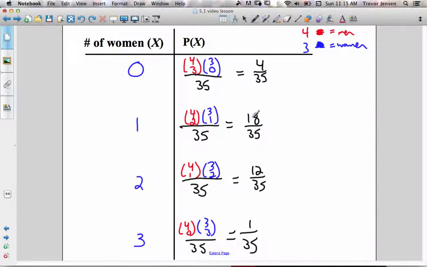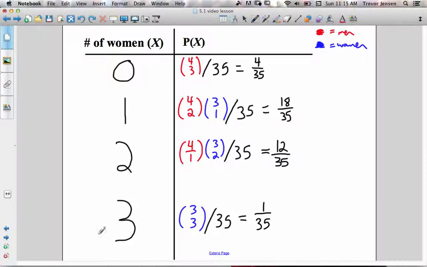4 plus 18, 22, plus 12, 34, plus 1, 35. The sum is 35 over 35, which equals 1, which means we've done our probability distribution correctly here. Here's the probability distribution, maybe written a little bit neater for you.